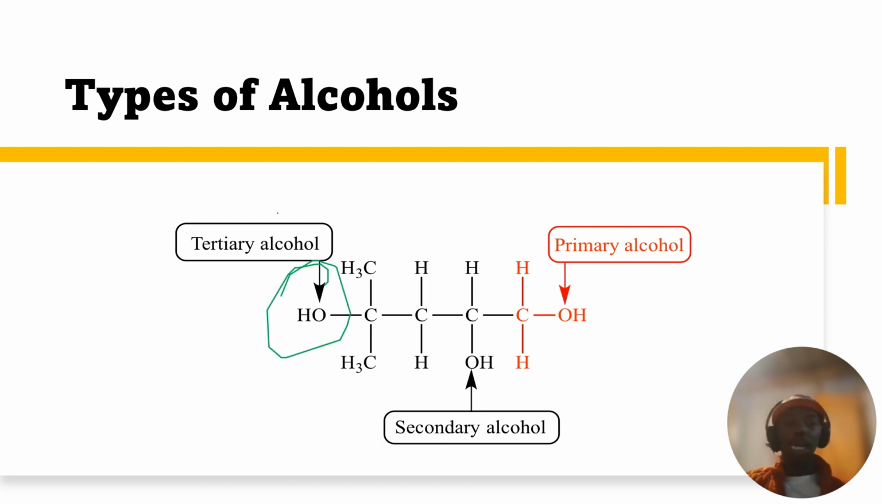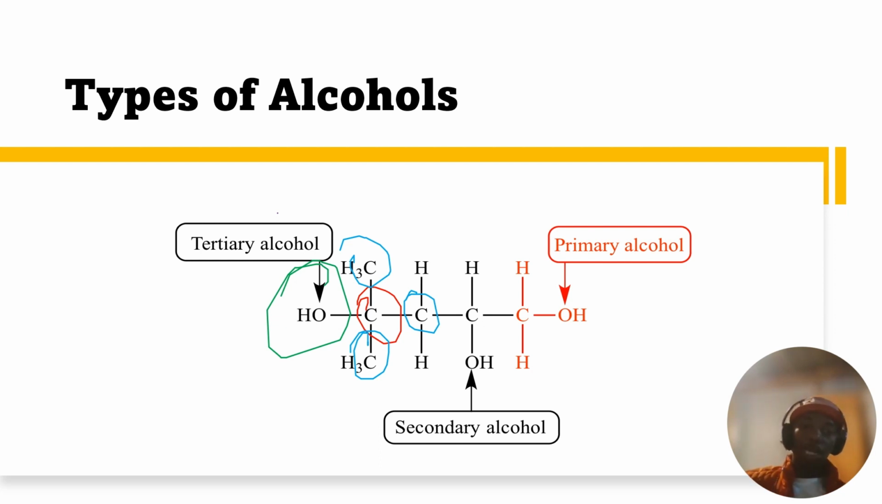this hydroxyl group is attached to a carbon atom, and this carbon atom is attached to three other carbon atoms. One, two, three. And it's known as a tertiary alcohol because there are more than two carbon atoms attached to the carbon atom that is attached to the hydroxyl group. I'm not sure whether I'm making sense.